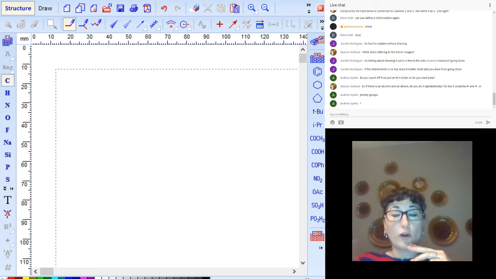But yeah, if it's part of the parent chain, you just put it with the parent chain. Double bonds and triple bonds are part of the parent chain. And then you would put on any kind of substituent that's not part of the parent chain. So alcohols, amines, carboxylic acids, anything like that.